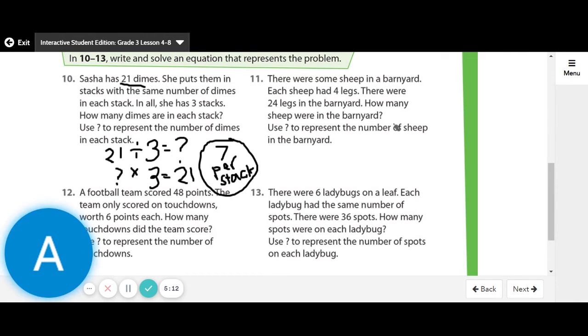So look at number 11. There were some sheep in the barnyard. Each sheep had 4 legs. There were 24 legs in the barnyard. How many sheep were in the barnyard?